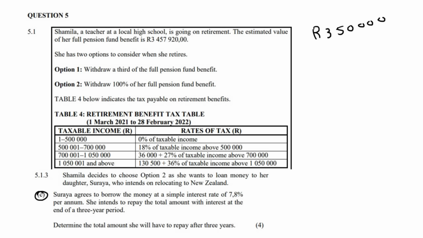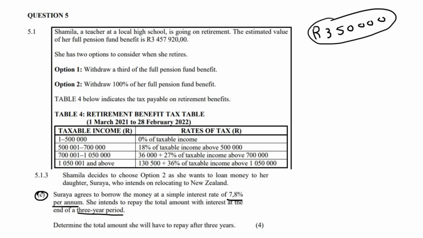So Soraya agrees to borrow the money at a simple interest rate of 7.8% per annum. She intends to repay the total amount with interest at the end of a 3-year period. Determine the total amount that she'll have to repay. So, guys, here's a quick question for you. Is she going to repay her mom 350,000? Option A. Or is she going to repay more than 350,000 or less?